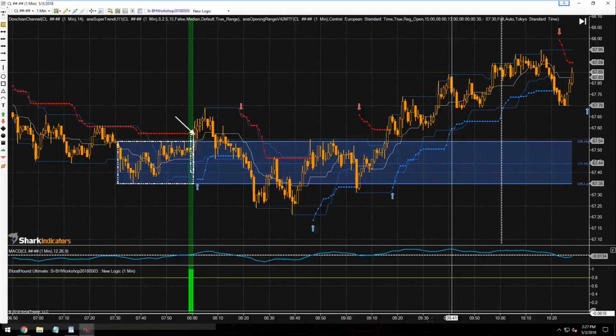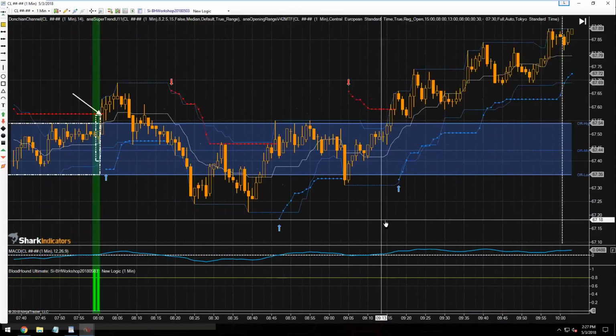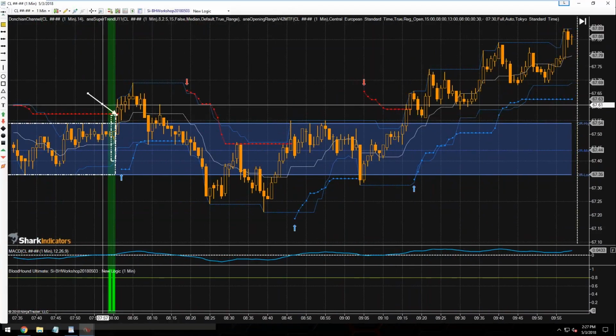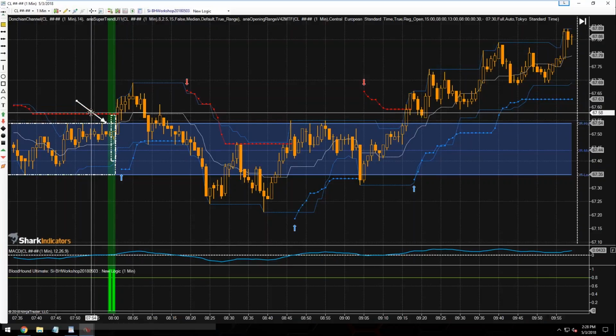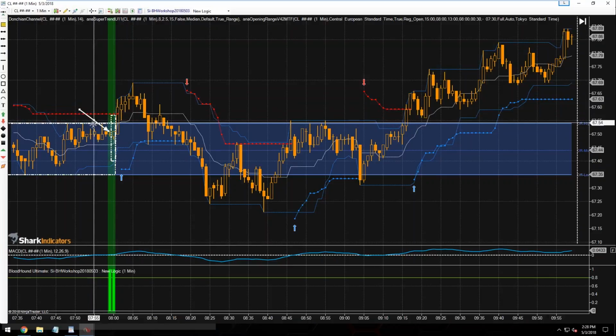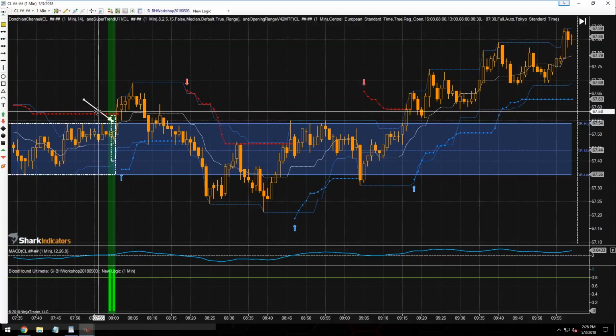Let's stretch this down a little bit. There. So while the opening range was building, price was closer to the upper range. So we got two long signals. And these long signals will be used to tell BlackBird, place a long stop entry, just above the upper range.